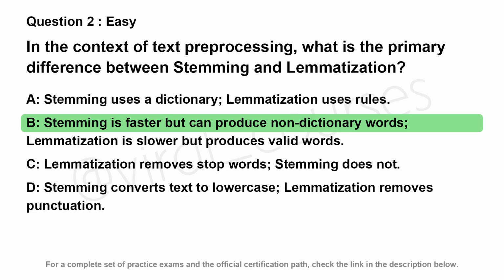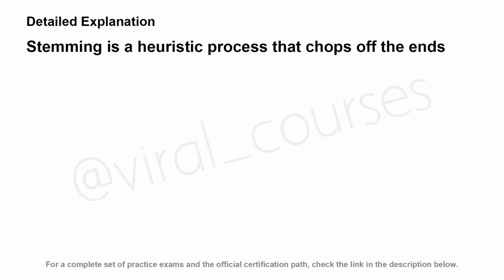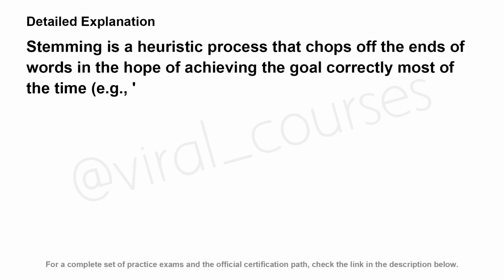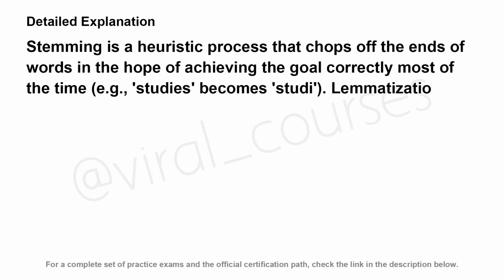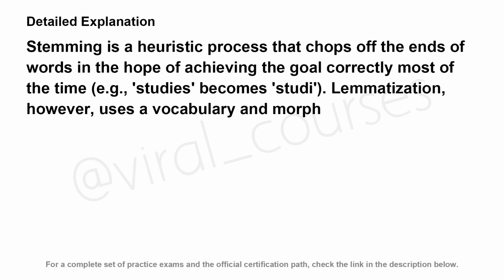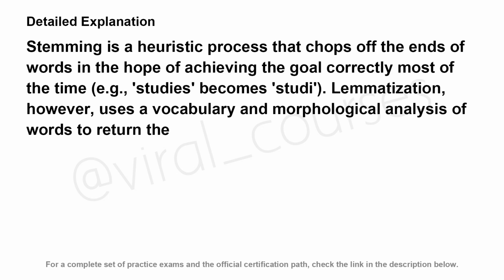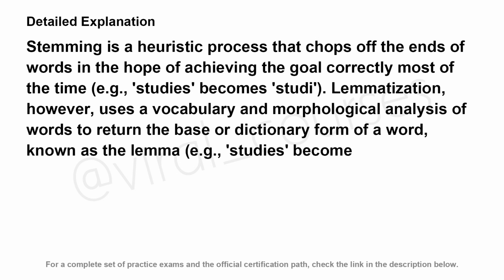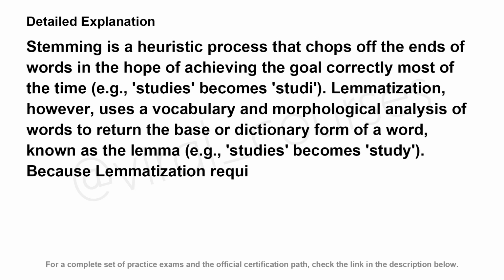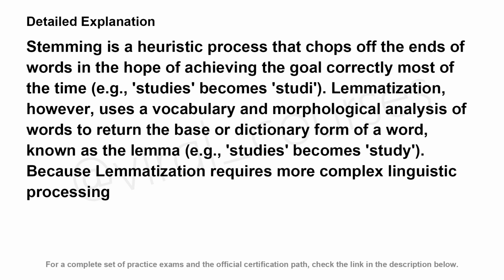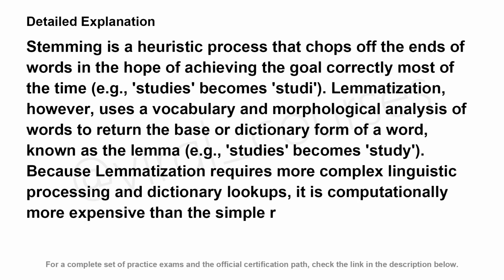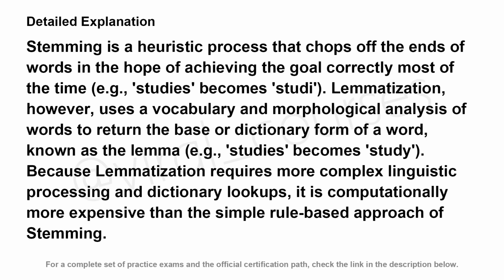The correct answer is B. Stemming is a heuristic process that chops off the ends of words in the hope of achieving the goal correctly most of the time. E.g., studies becomes studi. Lemmatization, however, uses a vocabulary and morphological analysis of words to return the base or dictionary form of a word, known as the lemma. E.g., studies becomes study. Because lemmatization requires more complex linguistic processing and dictionary lookups, it is computationally more expensive than the simple rule-based approach of stemming.